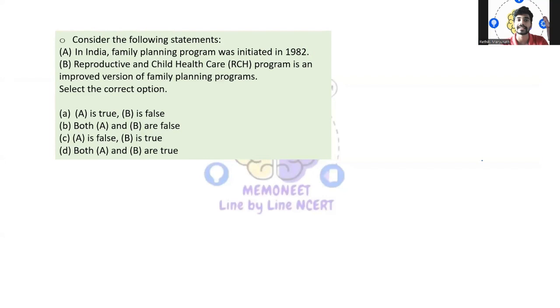The first question is: considering the following statements, in India, A, the family planning program was initiated in 1982. B, the Reproductive and Child Health Care (RCH) program is an improved version of the family planning program. First, we need to understand whether these two statements are true or not. The first statement is wrong because it was not initiated in 1982. And the second statement is right because that was an improved version of the family planning program.